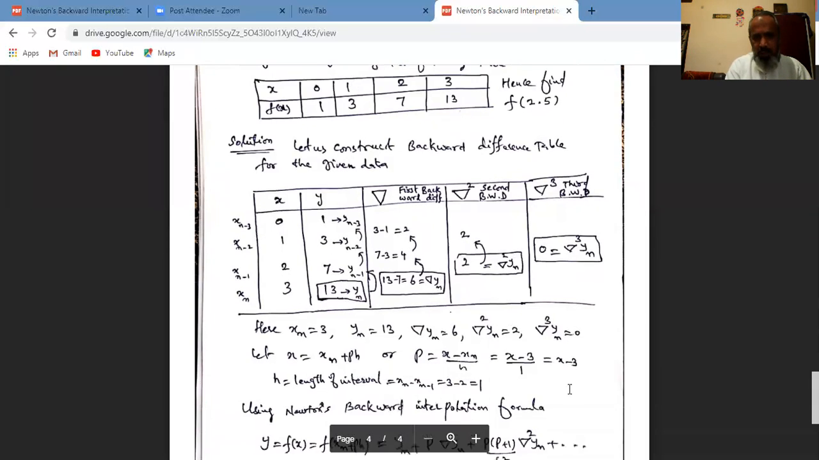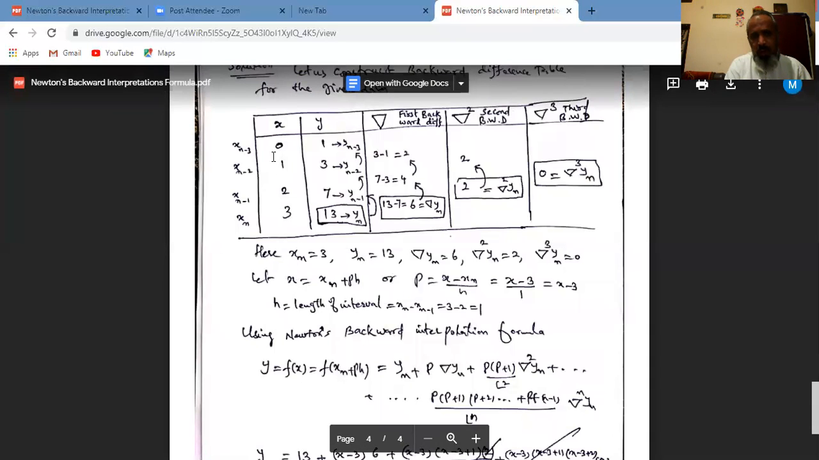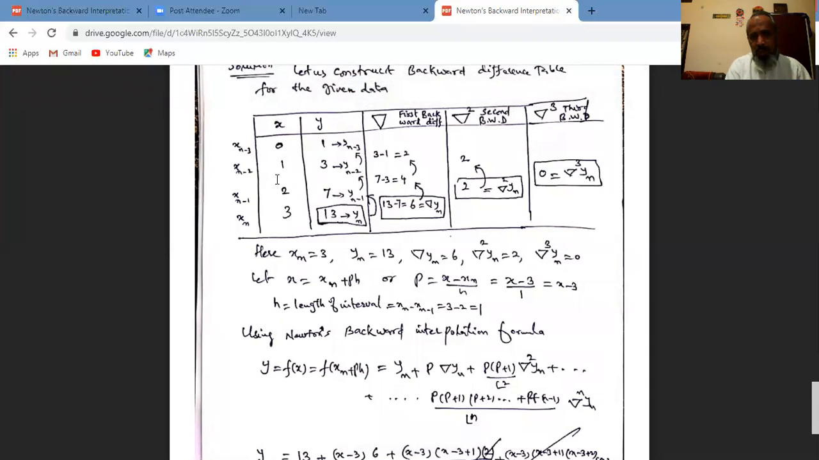Now, we know the values of the backward differences, and what are x_n, x_n minus 1, x_n minus 2, x_n minus 3? x_n is 3, x_n minus 1 is 2, x_n minus 2 is 1, x_n minus 3 is 0. Now, what is the length of the interval? The length of the interval is 1, because all the values of X are equidistant: 0, 1, 2, 3, 3 minus 2 is 1, 2 minus 1 is 1, 1 minus 0 is 1. So h is 1. Now let us take x is equal to x_n plus ph, or p is equal to (x minus x_n) by h.